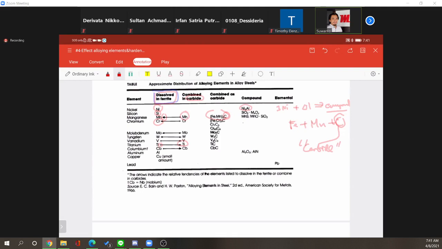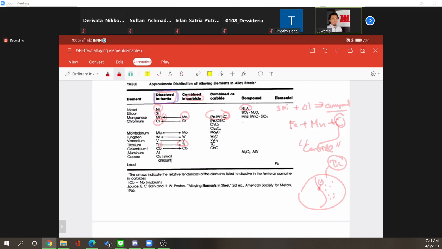This means that if you put a titanium atom somewhere in the microstructure, it prefers to make some kind of titanium carbide in the grain rather than dissolve. Instead of dissolving, it will prefer to form titanium carbide. Later on, we will probably discuss what the difference is between the two. But this is the tendency for titanium to make carbide rather than dissolve in ferrite.